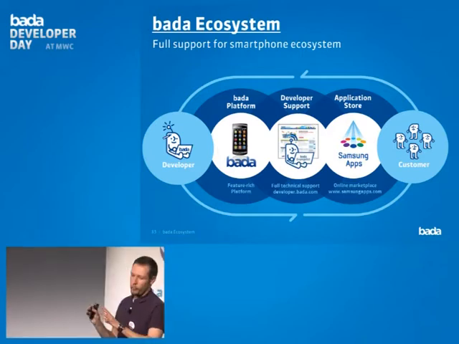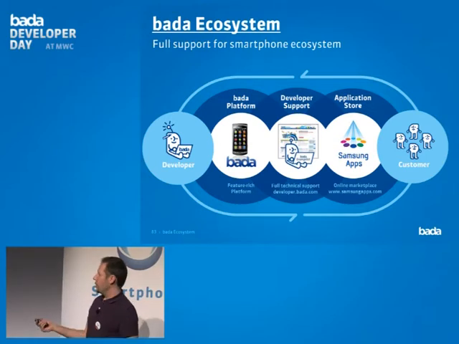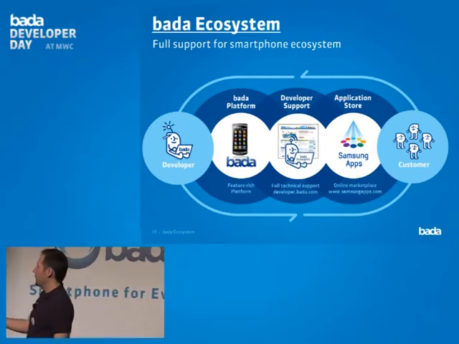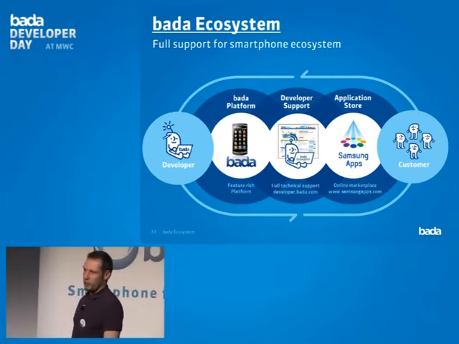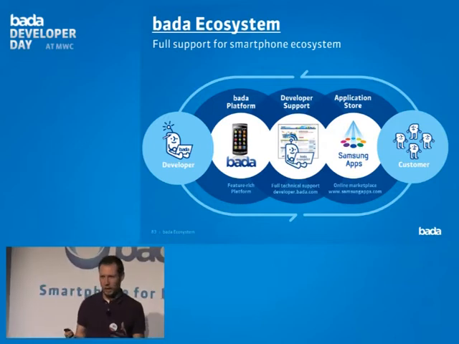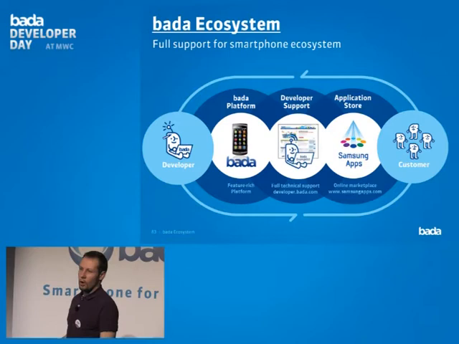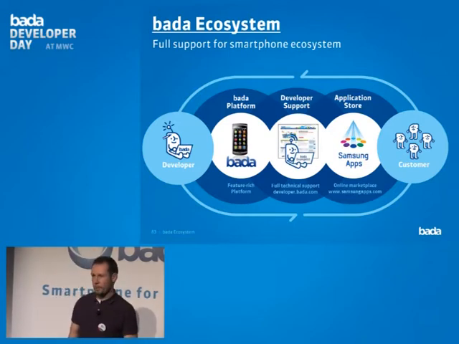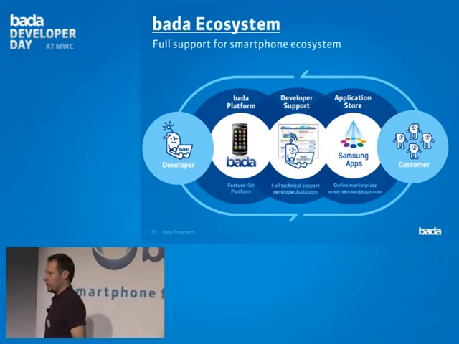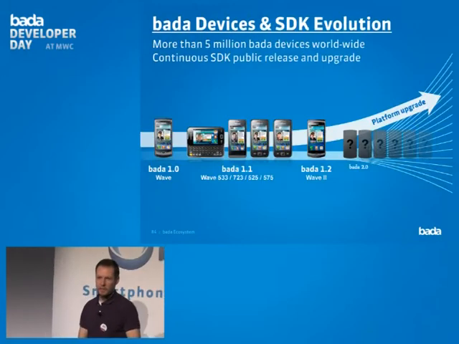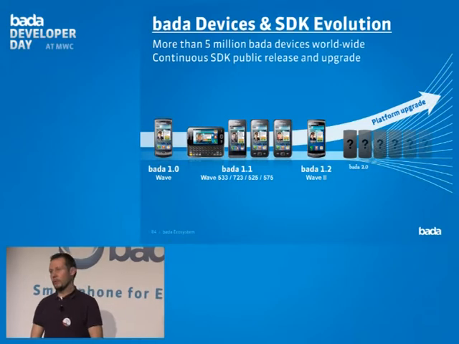So there are three core building blocks of bada, right? The first one is the technical platform, which we already discussed a lot. The second core building block is in the middle, which is developer support, which I'm going to talk about in this presentation. And the last one is the application store, which you need to provide your applications for free download, to sell, or even to promote. And again, for this we also provide some support, which I'm going to introduce to you.